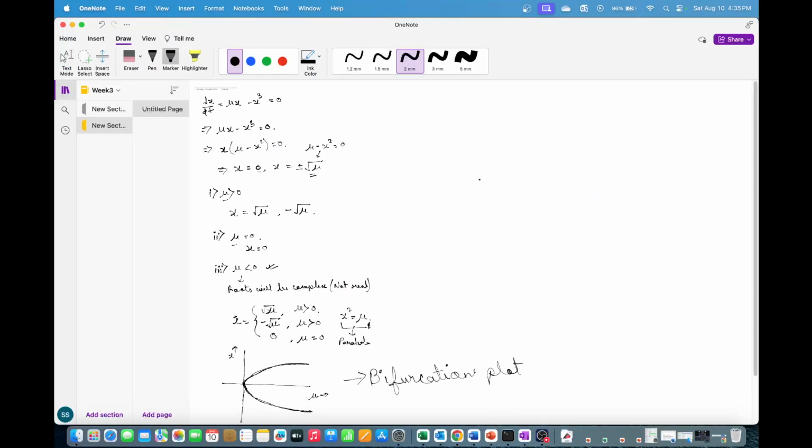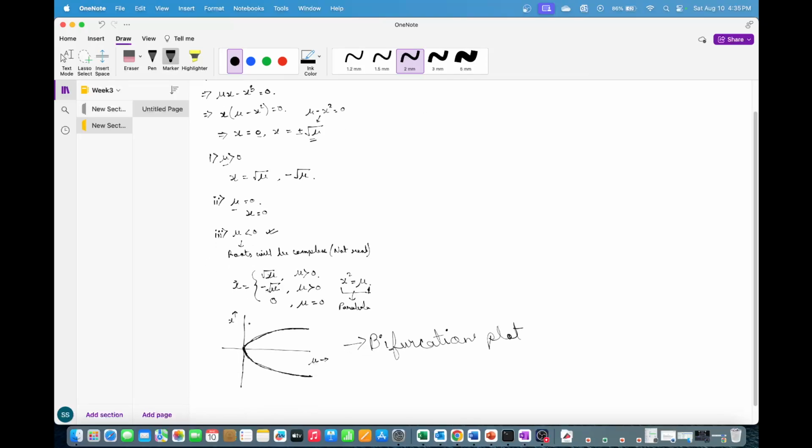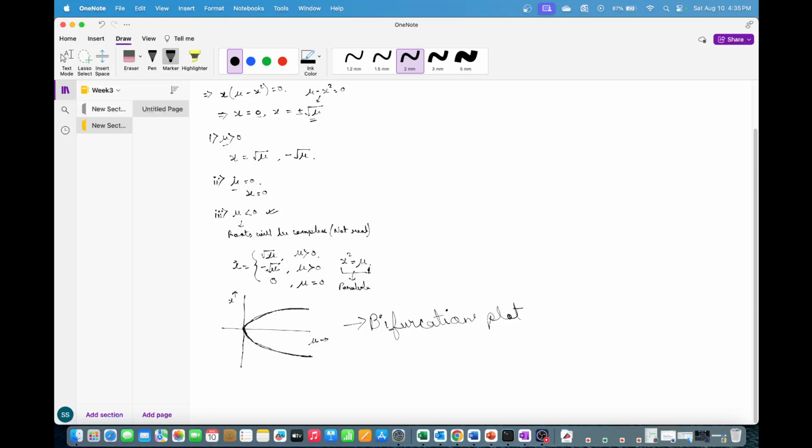Okay, so mu has not been given to us, that is, what is the value of mu, but we are assuming different values of mu and checking how it is varying with x. So for mu greater than 0, this is the relationship between mu and x. For mu equal to 0, this is the relationship between mu and x. And for mu less than 0, there is no relationship between mu and x. So we are checking at different places for different values of mu, how x is varying. So that is how we are getting the bifurcation plot.